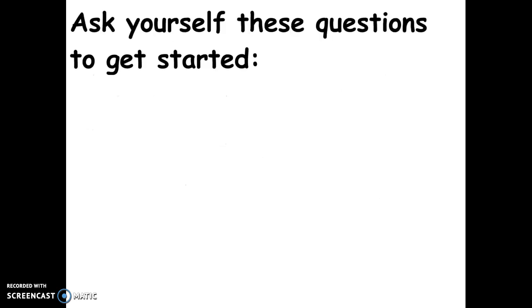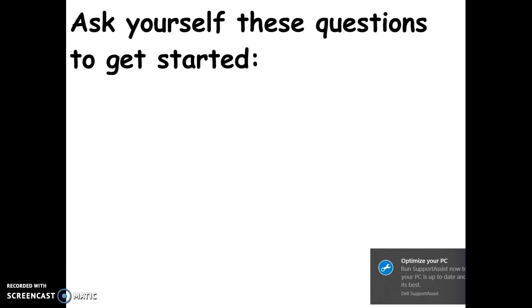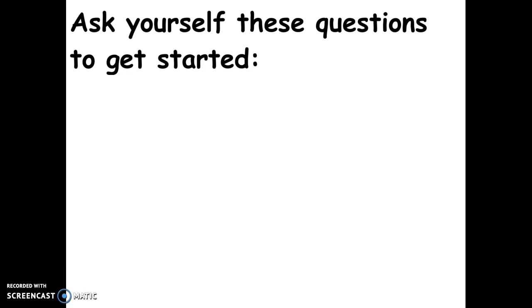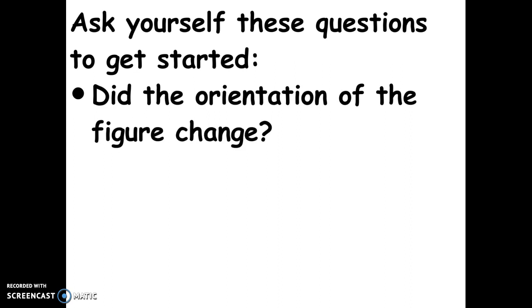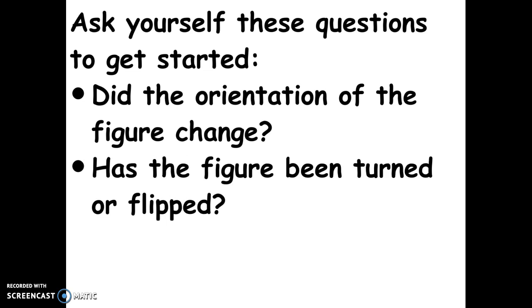So here are a few questions that you can ask yourself if you feel like you're stuck and can't figure it out. So the first thing you ask is, did the orientation of the figure change? Meaning, is the figure turned? Is it flipped? Does it look to be facing another direction? After you agree that the orientation is changed, then you need to be more specific and ask, has it been turned or has it been flipped? Meaning, has it been rotated or has it been reflected?